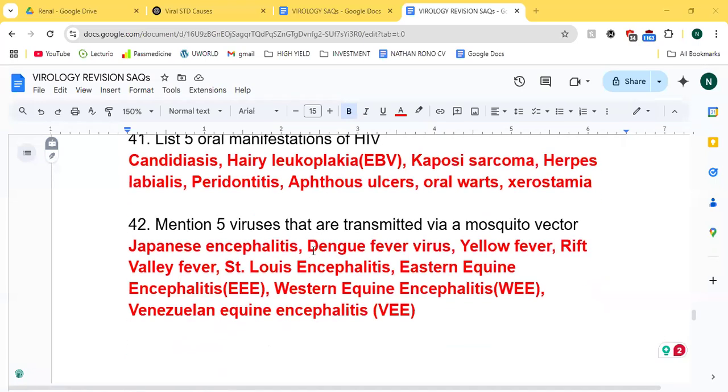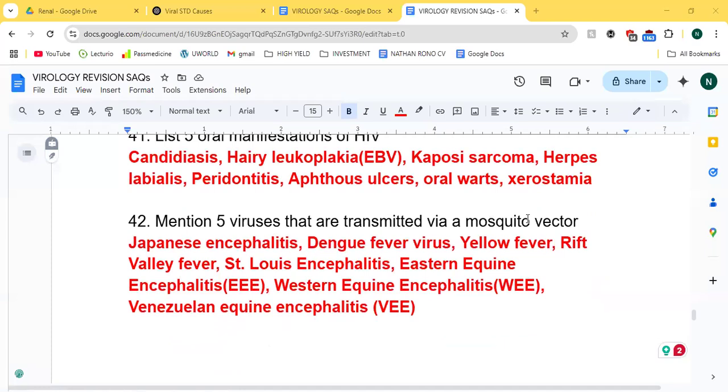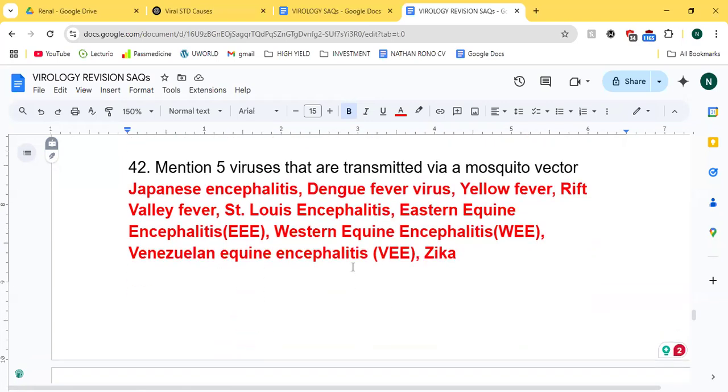I hope you're clear. Viruses transmitted via mosquito: Japanese encephalitis, dengue, yellow fever. I forgot to add Zika. Zika, Rift Valley fever, St. Louis encephalitis, Eastern equine encephalitis (EEE), Western equine, and VEE, Venezuelan equine encephalitis. Okay, so these are good.